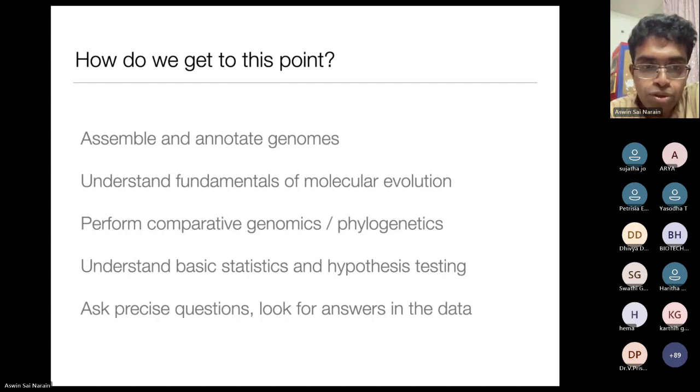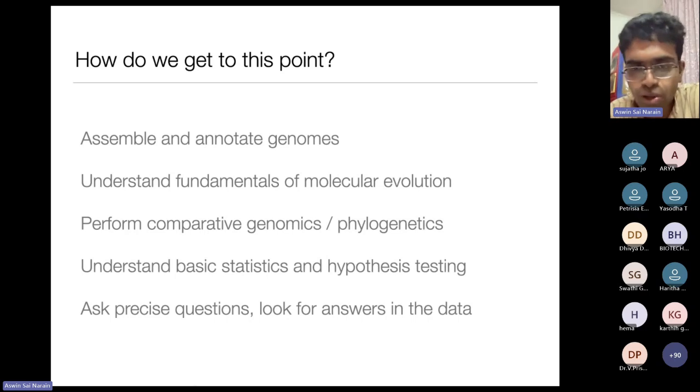And to do that would require a more comprehensive workshop than a brief talk of this kind. But this essentially means that once we have genome sequences, we should learn how to assemble these short sequence fragments into a complete or near complete genome. And once I have a complete genome, how do we annotate these genomes? And once I have annotated genomes, I have to understand some fundamental principles of molecular evolution, and use that to be able to perform comparative genomics and build phylogenetic trees and so on.